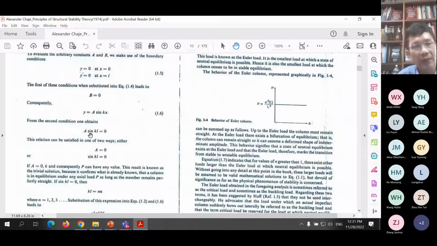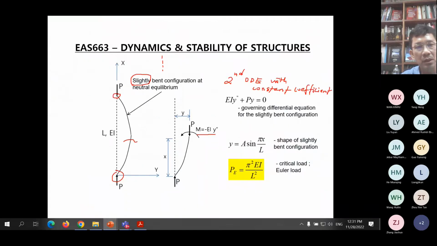And in order to finally get to the conclusion, what is the critical load, we have to understand the meaning of A. So A goes back to the equation here. A represents the amplitude of the slightly bent configurations. If A is equal to 0, then Y is equal to 0. Y equal to 0 means this curve is flat, goes back to the straight position here.